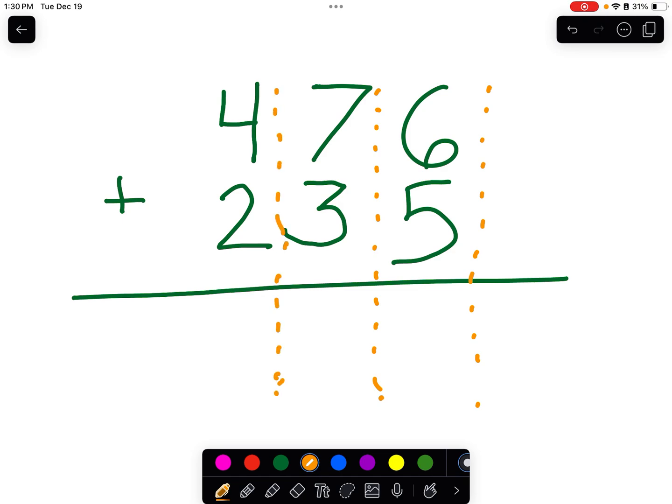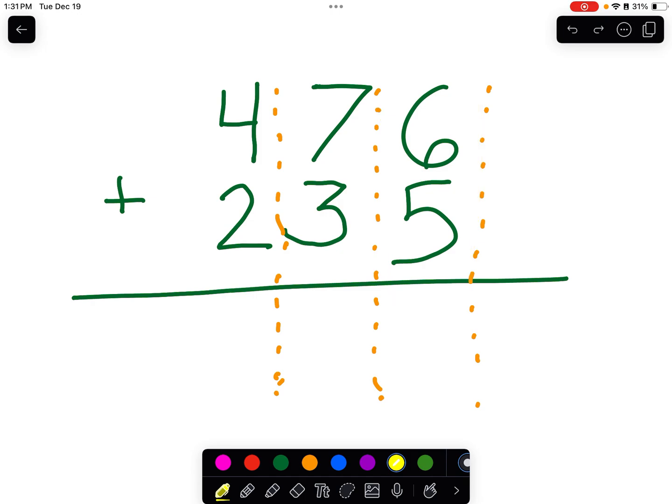I encourage students to either draw the lines in when they're doing this work, or use grid paper, and then they can write the numbers in boxes, because it's really easy to make mistakes if you don't line numbers up exactly.